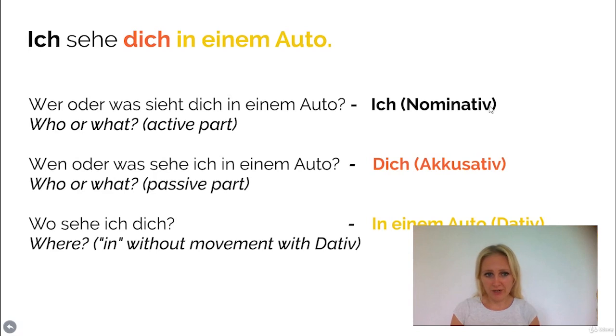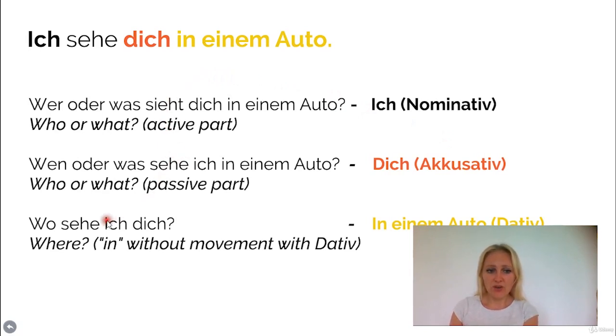It's the active part. Then the accusative question is, wen oder was sehe ich in einem Auto? So who or what do I see in a car? Now it's about the passive part. Who's being seen? Who is the one who I see? So I see you, and this is dich in the German, and it's the accusative object here. Okay, so whoever you see is an accusative object, because sehen is an accusative verb.